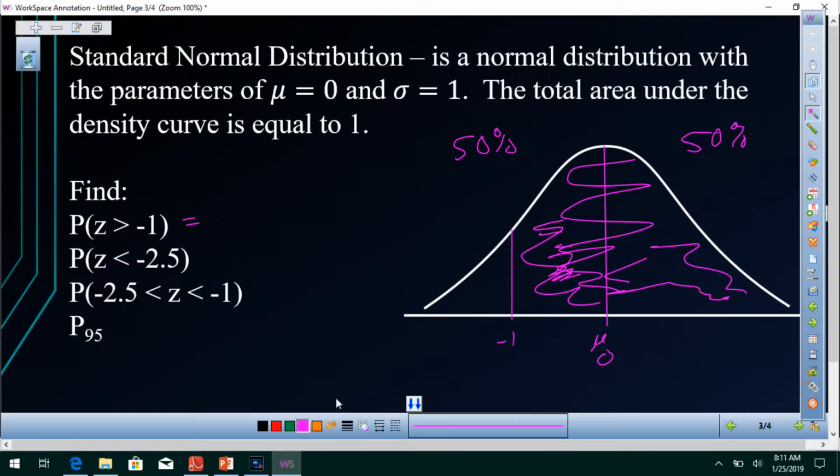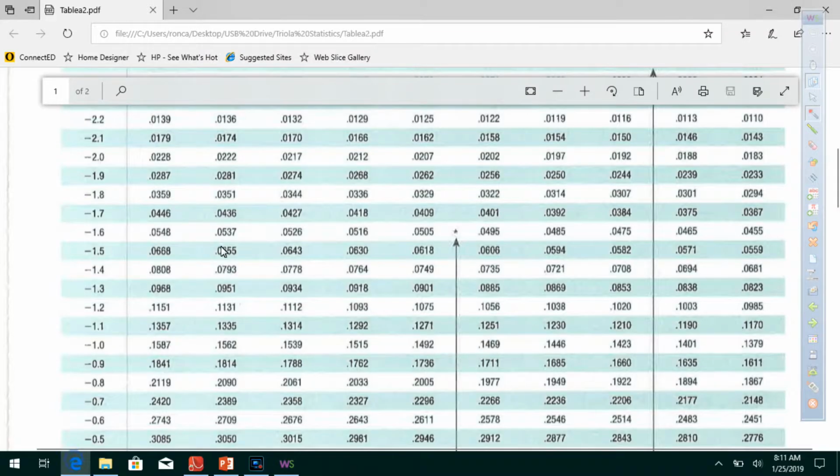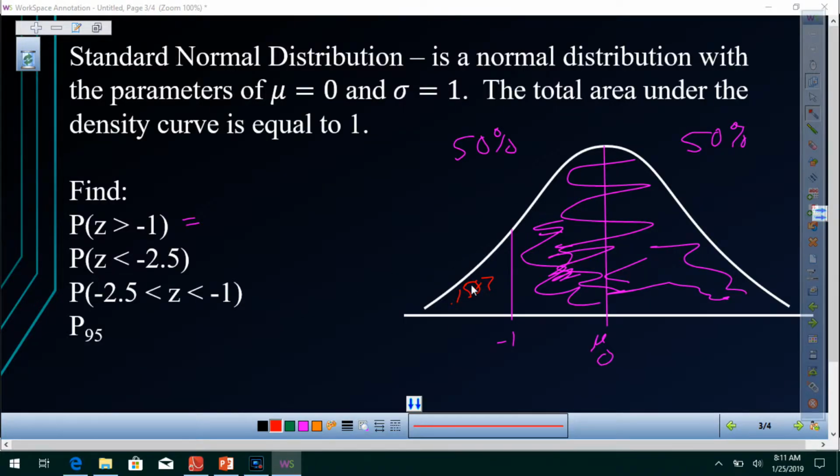Now this 0.1587 is right here, because this table reads from the left to the right. Okay, so this is -1.0.